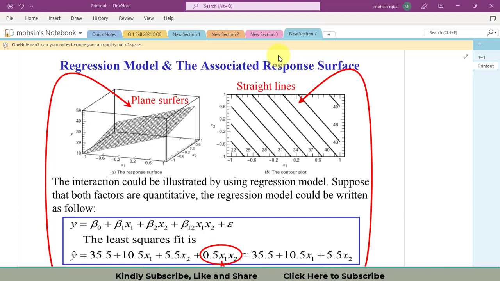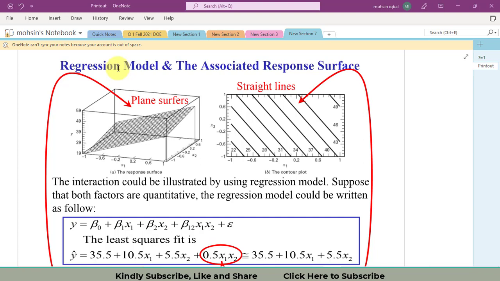Hello, I welcome all of you to my second video of the chapter Factorial Design, chapter 5 of the Design of Experiments book. In this video, we will study regression models and the response surface. First of all, I will explain what regression analysis is. Regression analysis is a method in which we find the statistical relationships between a dependent variable and an independent variable.